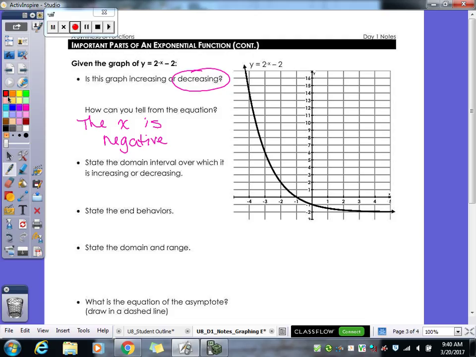All right, state the domain over which it is increasing or decreasing. Again, we've got arrows. Is it decreasing the whole time? Yes. So this is our x is an element of the reals.